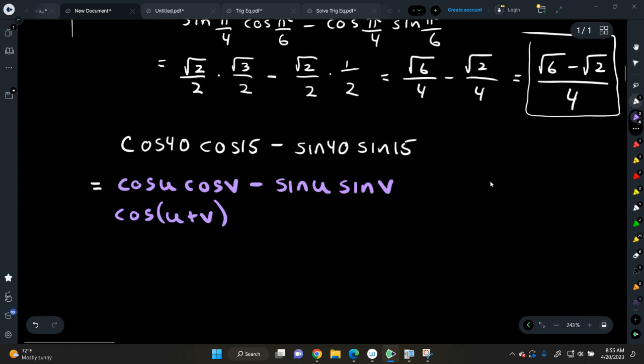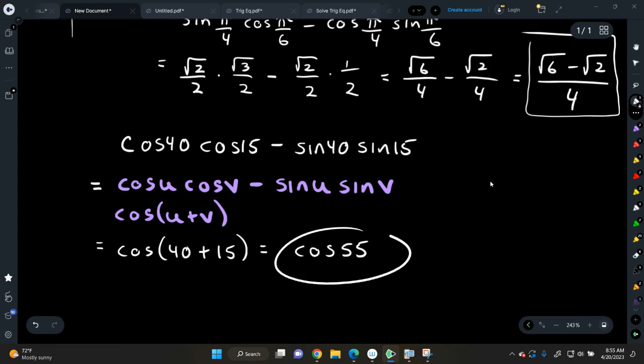And in this example, what's the U? 40. So it's cosine of 40 plus V, which is 15. So this equals cosine of 55. Okay. So that's kind of going the other direction. We can start out with a sum like that and condense it to a single trigonometric expression.